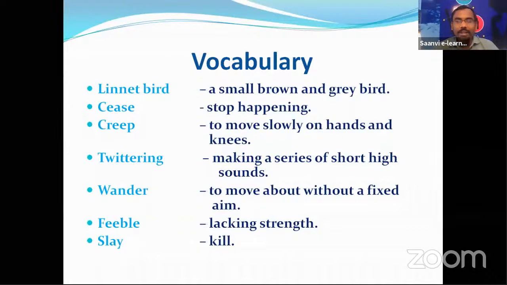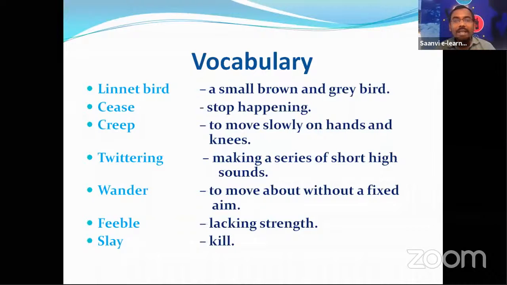You might have heard a term like ceasefire. Ceasefire means stop fire. Creep means to move slowly on hands and knees. You might have seen small kids who are not able to stand on their own. So they usually move very slowly on hands and knees.